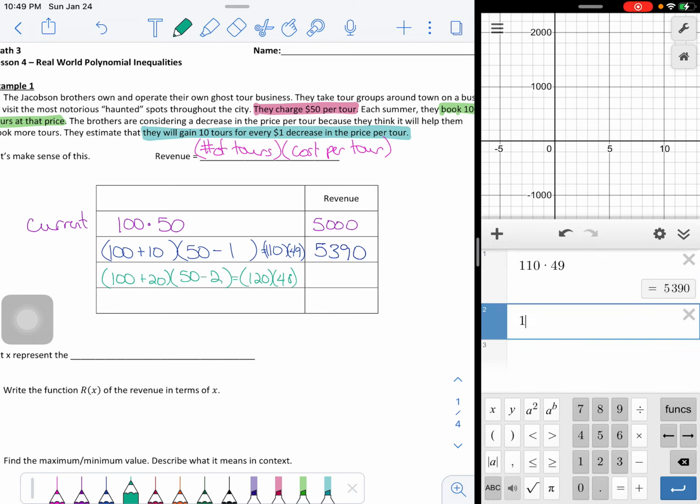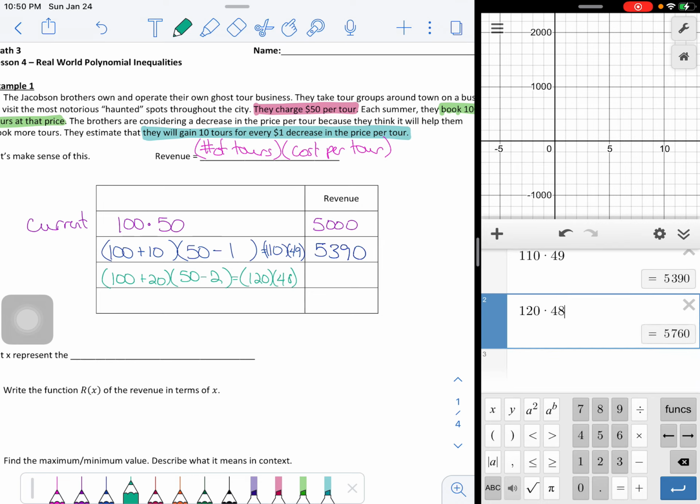Now let me go ahead and drop down to another line here. 120 times 48. All right, so now their profits are 5,760. So this actually makes sense for them. If they drop their price, they're actually gaining enough customers to make up the difference.